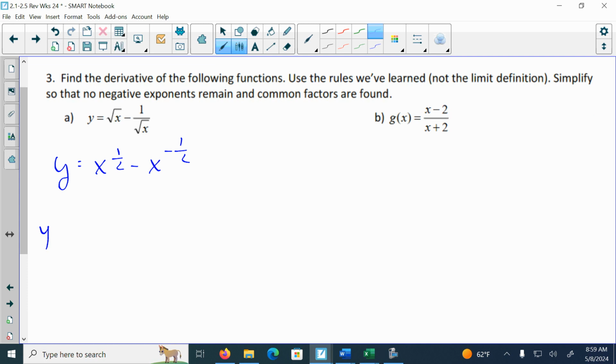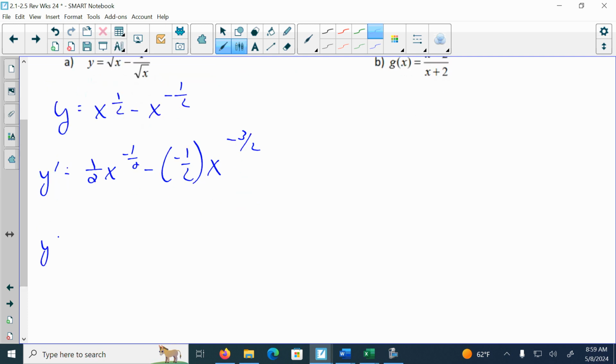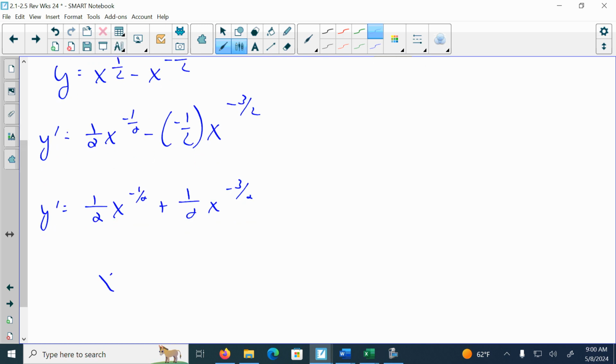Now when I find the derivative, I'm going to multiply by the power and reduce the power by 1. Multiply by the power, so this would be negative 1/2. Reduce that power by 1, so that would be negative 3/2. Since these both have the same denominator as an exponent, I'm going to factor out the lowest one. So I'm going to factor out x to the negative 3/2.